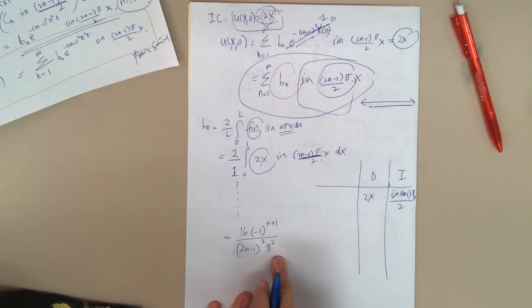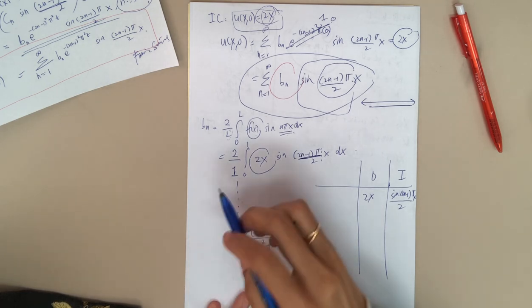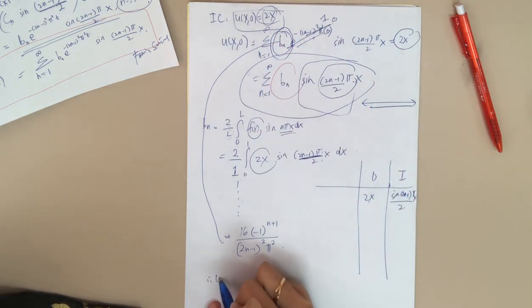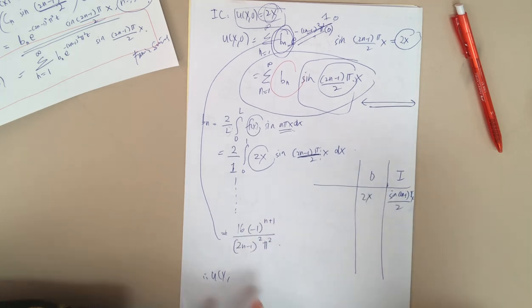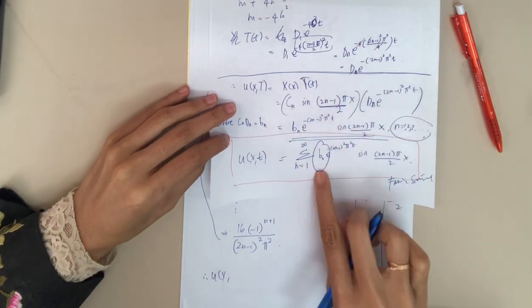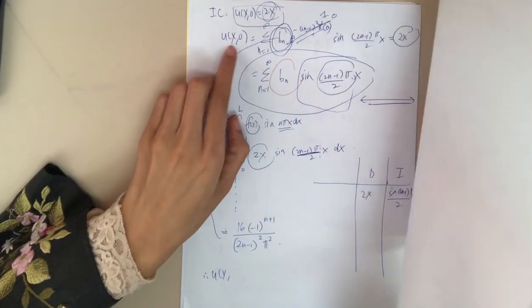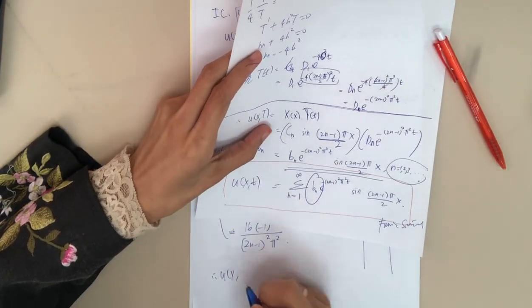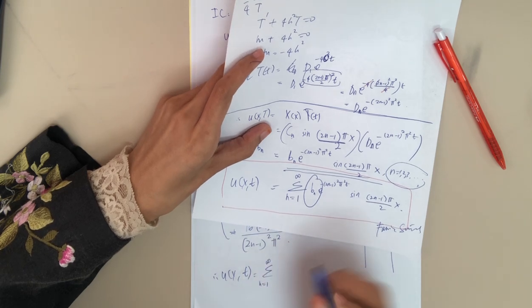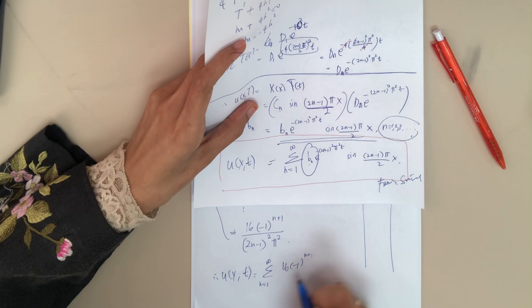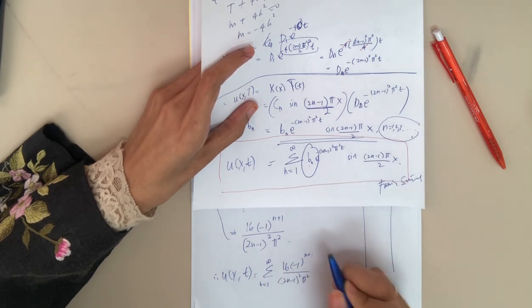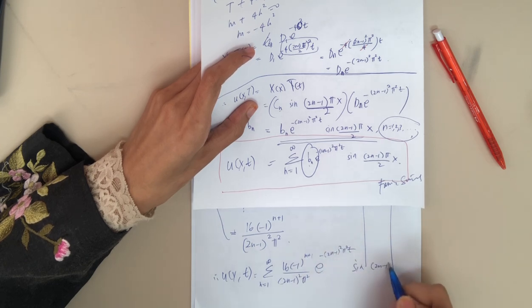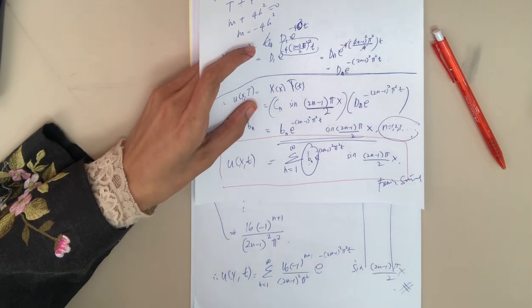So this is your Bn, class, and after that you need to substitute it into this. This is u(x,t), this is u at 0. We don't want the one after we substitute 0, but the original one. So you need to substitute here. So Bn here is 16 (negative 1)^(n plus 1) over (2n minus 1) squared pi squared, and then e to the negative (2n minus 1) squared pi squared t, sine (2n minus 1) pi over 2 x. Full stop. Done.